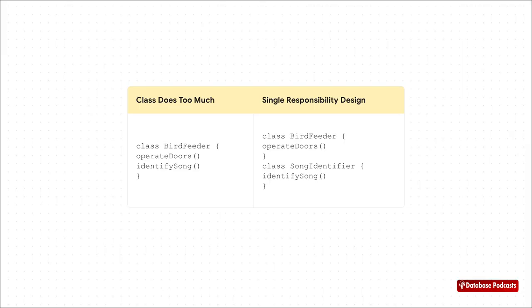So let's go back to our bird feeder. A bad design might be to have one giant bird feeder class that does everything. It opens the doors, it identifies bird songs, it orders more seed, you get the idea. A good design, following the single responsibility principle, would break that up. You'd have a bird feeder class that only worries about the doors. And then you'd have a totally separate song identifier class. Each one has its own single job. This makes them way easier to understand, to test, and maybe even reuse in another project down the line.